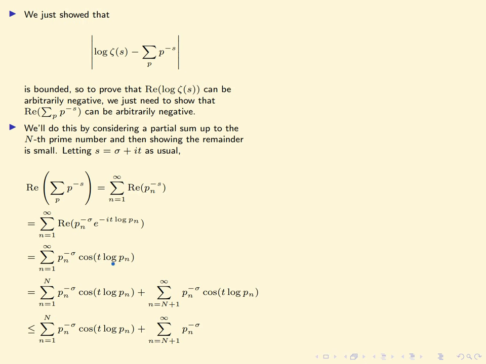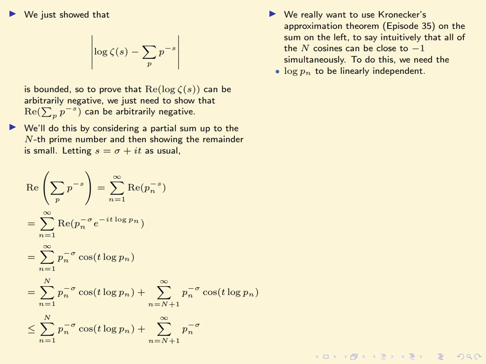And then once we have this, I'm going to split the sum, instead of from 1 to infinity, I'm going to split it from 1 to big N and big N plus 1 to infinity. And then I'm going to use the triangle inequality again, or in this case, just saying that because the cosine function is always between -1 and 1, this thing is less than or equal to this thing.